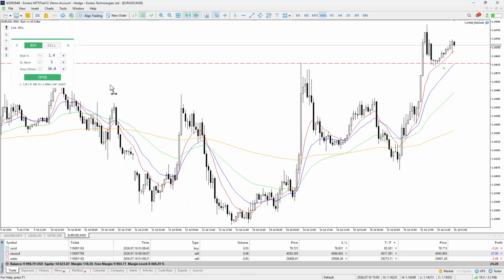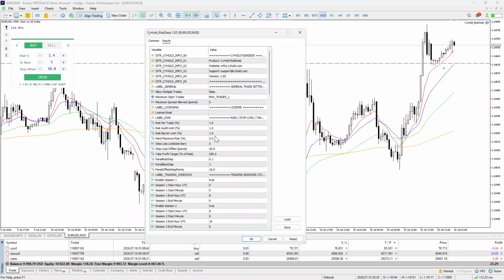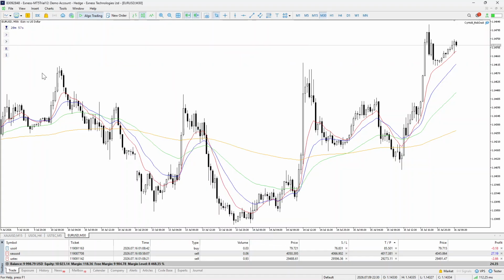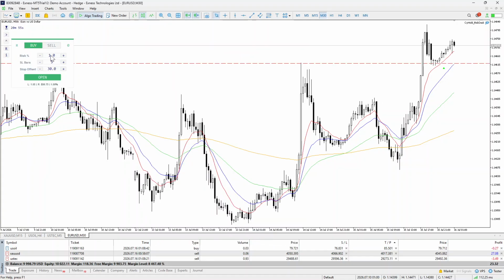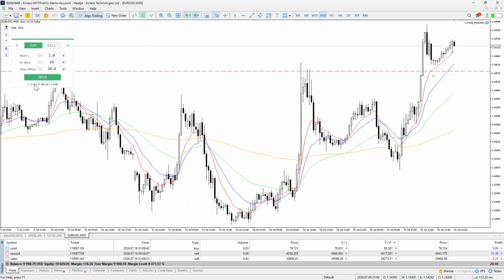No, it's not allowing it because of the risk. I need to change here if I want to open with a higher risk. Okay, but a little. So you see here it shows the amount of lots and how much you are risking. You also have the commission, but it will always limit your risk.